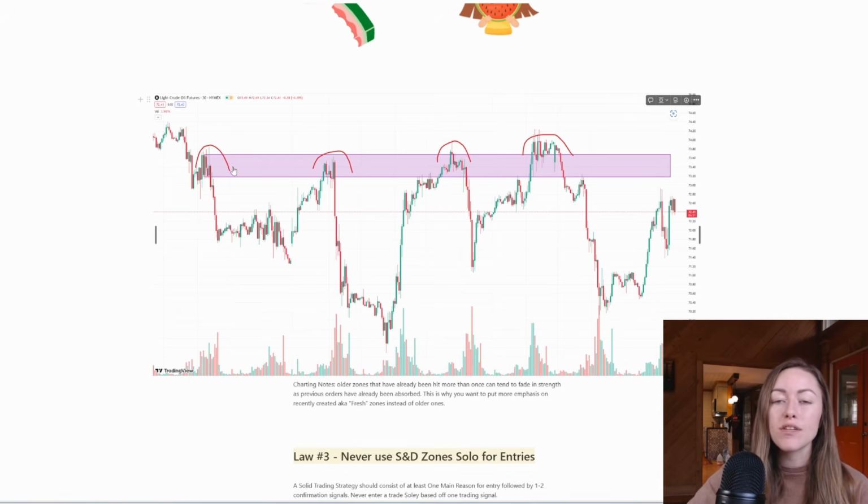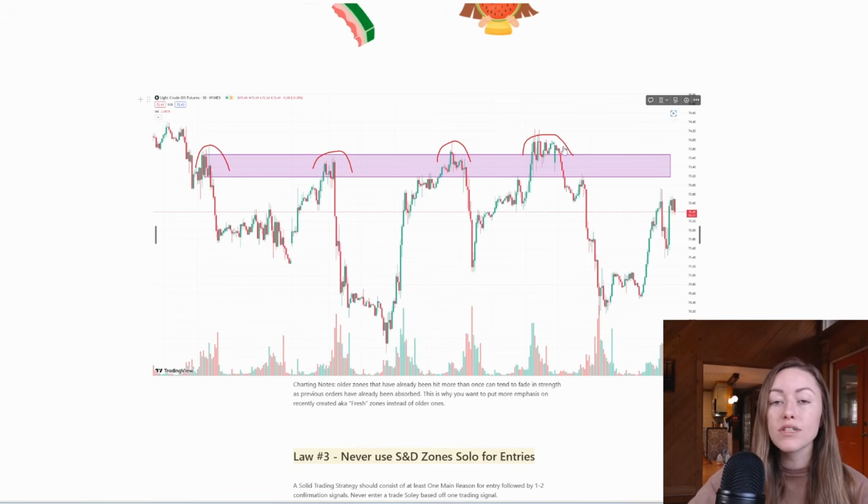And what used to be a supply and demand zone might actually just turn into a resistance or support zone at that time, because most of the orders have been filled, right? So in this scenario, you can see there is a supply zone and we came back to hit it the second time, which would have been a great short entry, you can see.